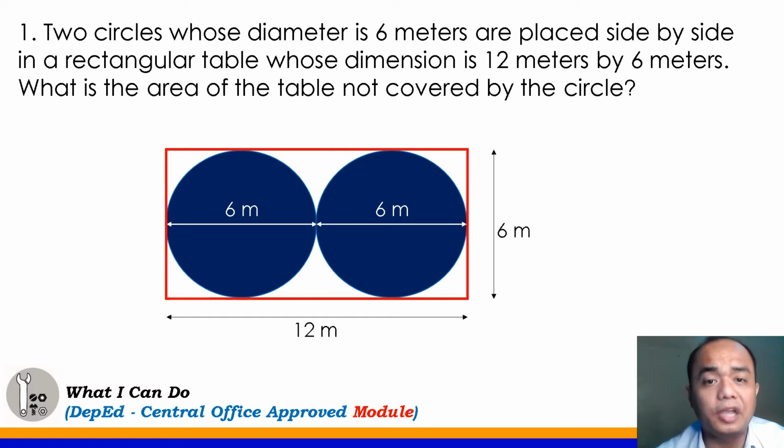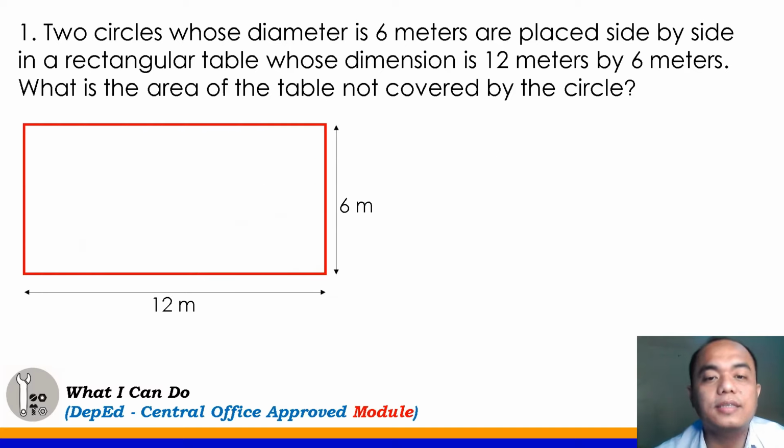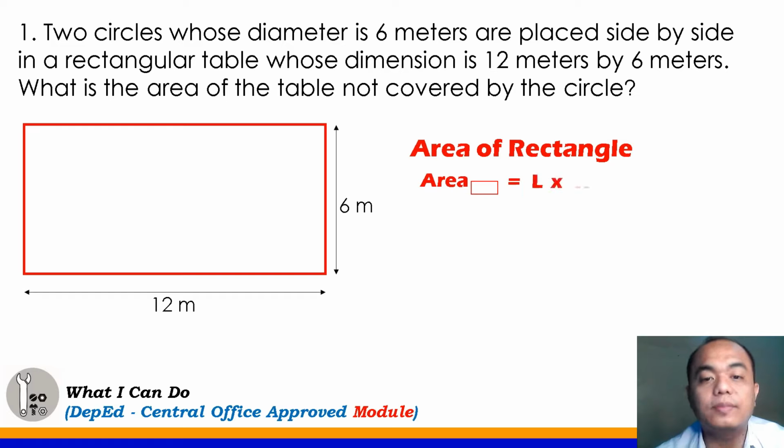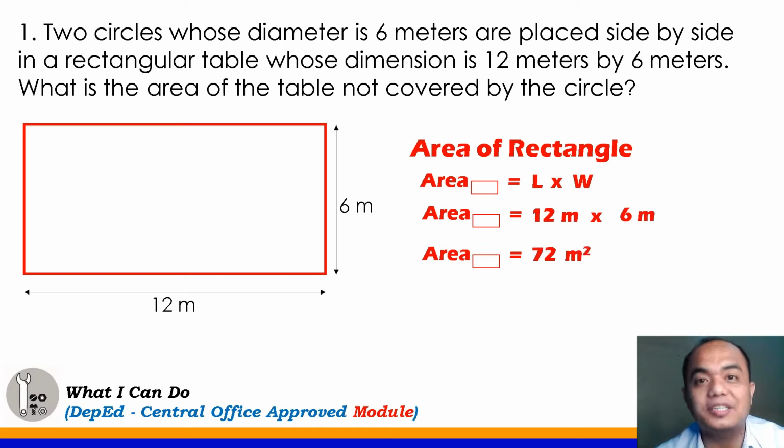Yan. Ngayon, ang tanong dito, ano daw ang area ng table, ng rectangular table na hindi na-cover ng ating dalawang circle na ito? Nag-overlap na naman ang ating figure. So, we will solve first the area of the rectangle and then isasubtract natin yung area ng ating dalawang circle dito. Okay? Now, so let's have first the area of the rectangle. So, that's 12 times 6, right? It's very easy. So, 12 times 6 will give you 72 square meters.